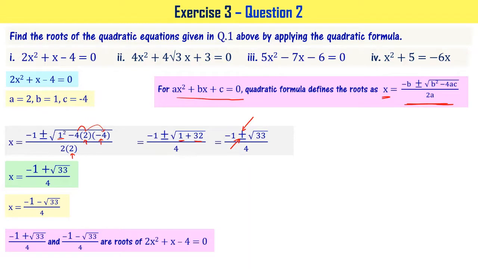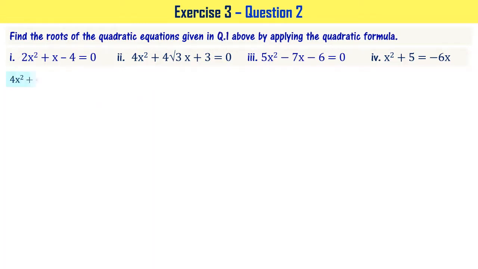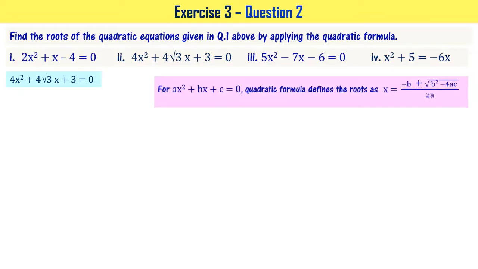Got it? Now let's look at the second part of the problem. That is 4x square plus 4 root 3x plus 3 equal to 0. Let's find the roots of this equation using quadratic formula. That is x equal to minus b plus or minus square root of b square minus 4ac divided by 2a, right? Let's find what are the values of a, b, c.